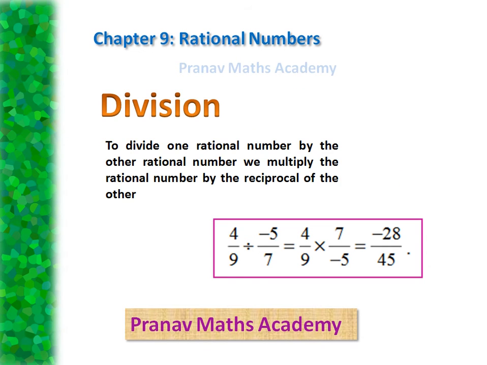Division of rational numbers. To divide one rational number by another rational number, we have to multiply the rational number by the reciprocal of the other. For example, 4 by 9 is divided by minus 5 by 7. 4 by 9 into 7 by minus 5. That is equal to minus 28 by 45.